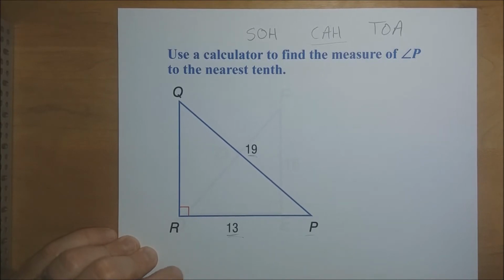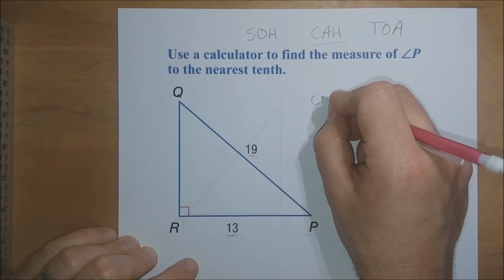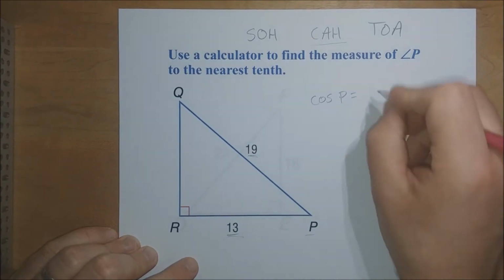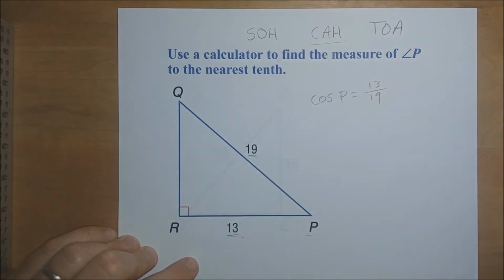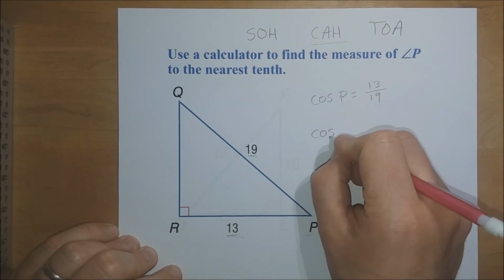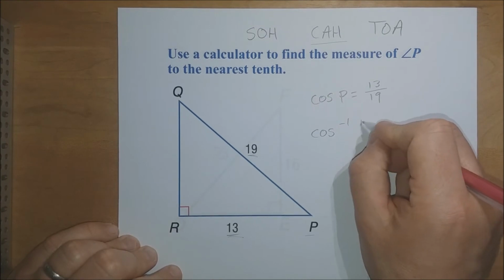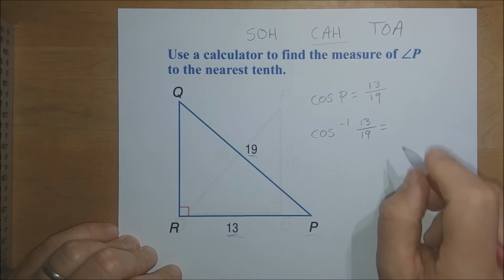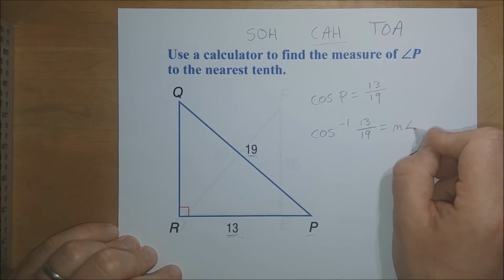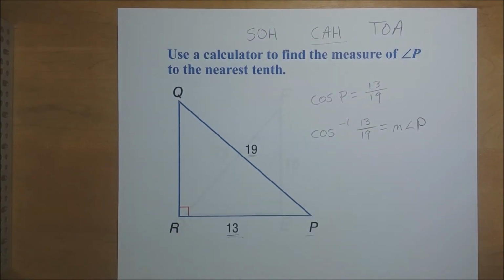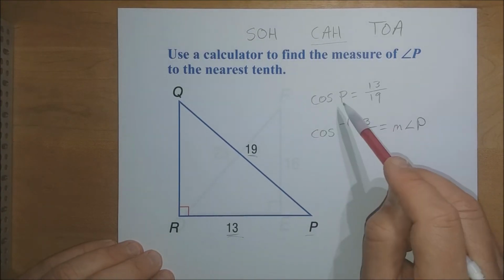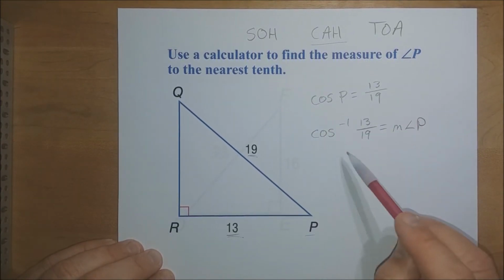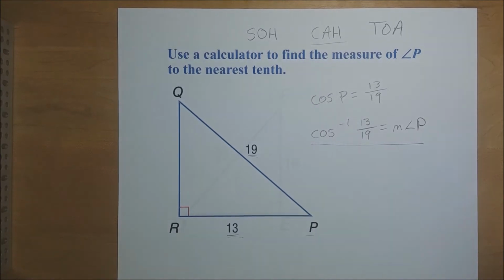The first couple times you do this, you might want to write it out like this. I know the cosine of angle P is 13/19. Therefore, I'm looking for an angle whose cosine is 13/19, and that'll give me the measure of angle P. If you want, the first couple times you do this, write it out like this, and then switch it over into its inverse form. Eventually it'll become kind of instinctive.